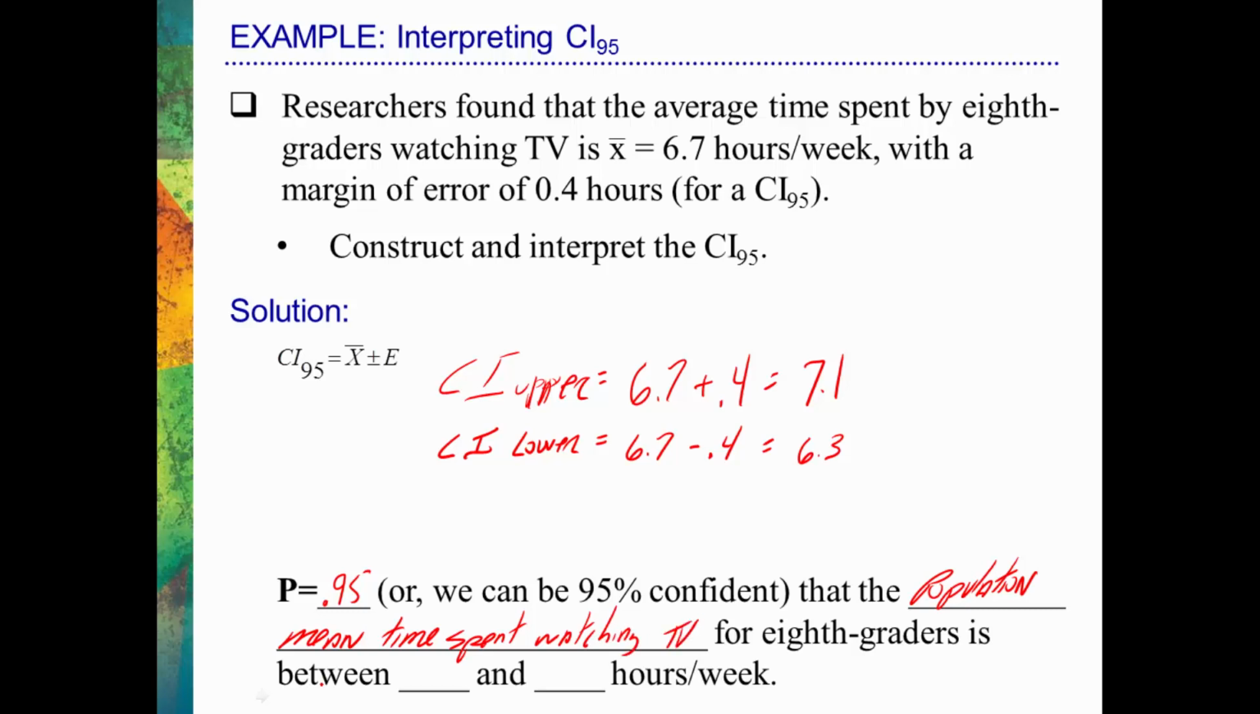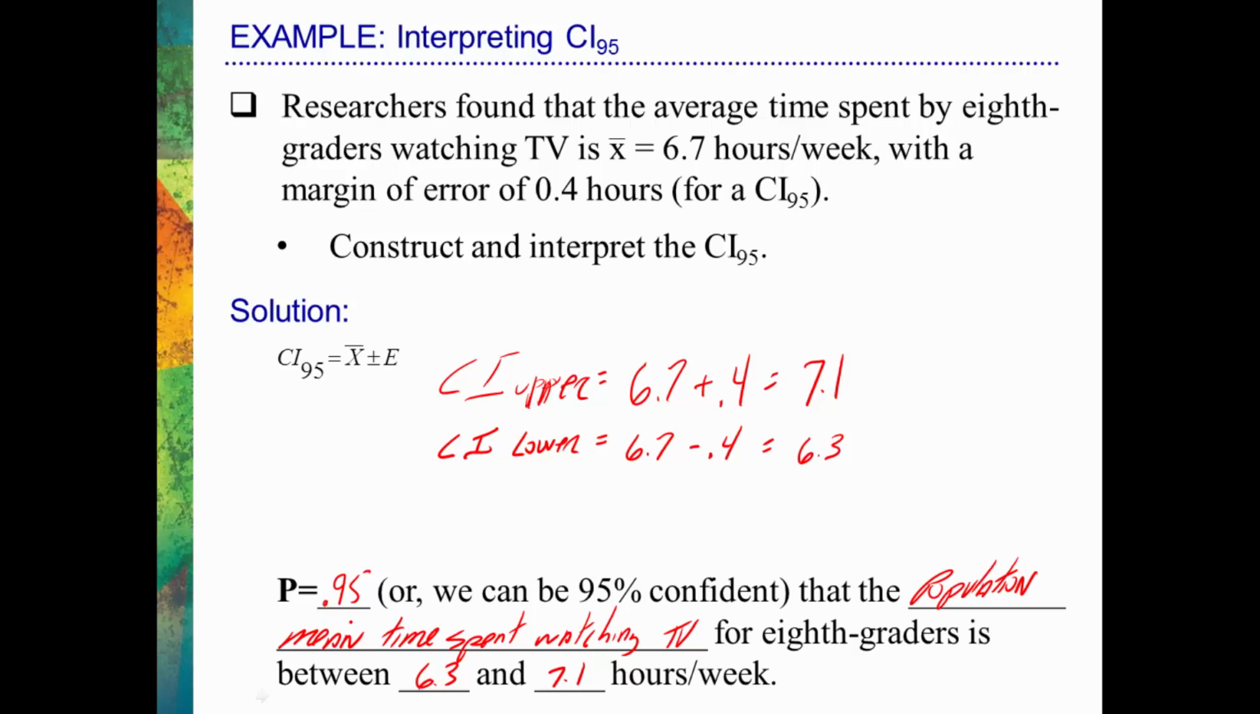For 8th graders is between 6.3 hours and 7.1 hours per week. All right, so there are really, I guess, 3 important components of this interpretation. And these three components are important to demonstrate, like on an exam, for example, that you are really understanding what we're computing. One, we're computing a 95% confidence interval.